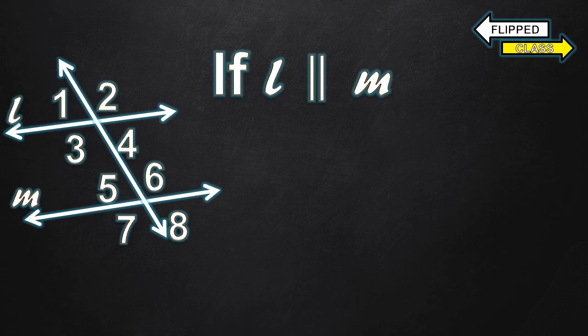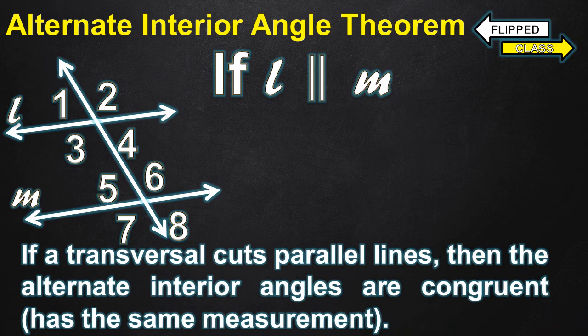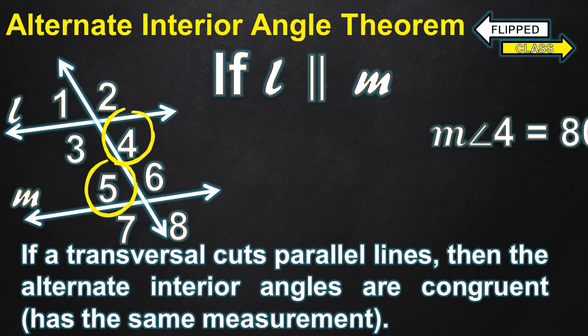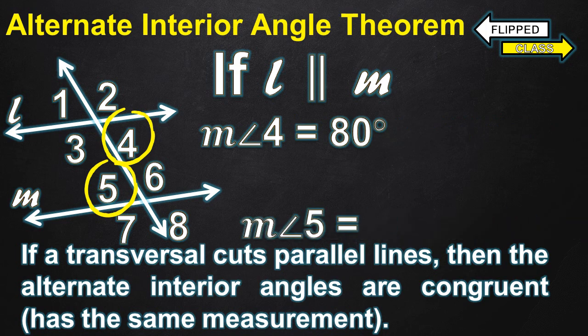The second relationship is for the alternate interior angles, or specifically the alternate interior angle theorem. It states that if a transversal cuts parallel lines, again, parallel lines, then the alternate interior angles are congruent or have the same measurement. Let's say angle 4 and angle 5 here. If we say that the measurement of angle 4 is 80 degrees, we need to show that the measurement of angle 5 is also 80 degrees, or they are congruent. But this is a theorem.